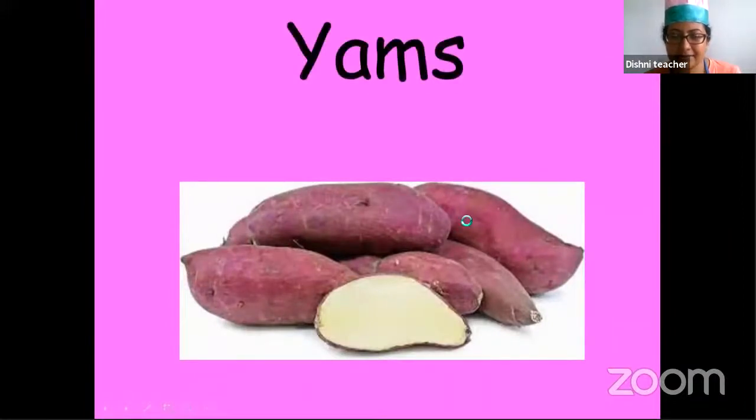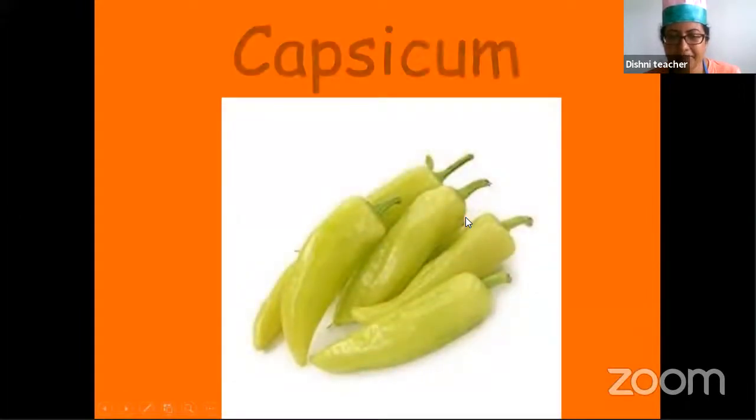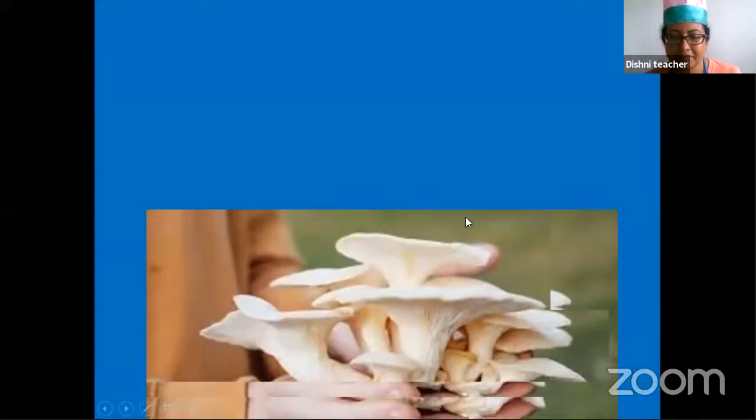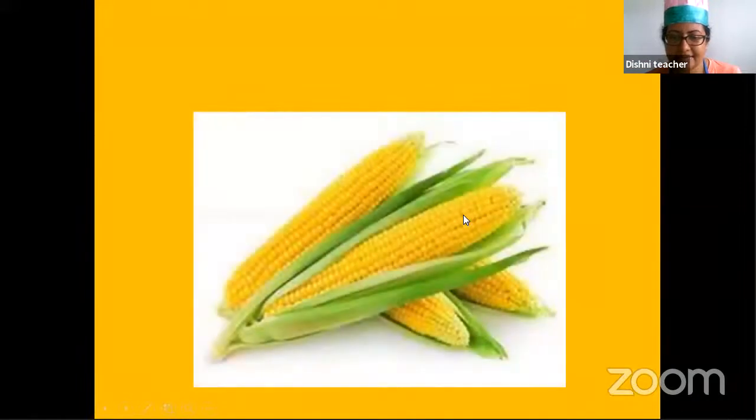Yams. Yes, capsicum. Mushroom. Yes. Onions. Corns.